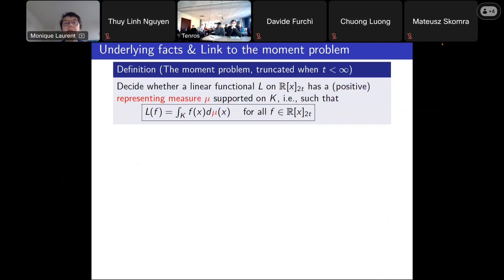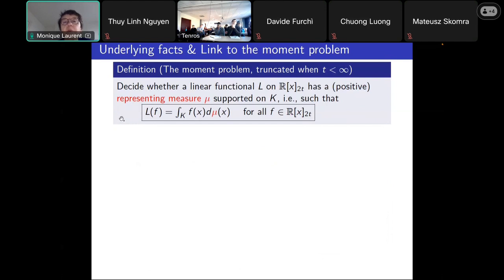So yes, maybe I'm getting a bit tight in time. So let me just mention a few links with the moment problem.